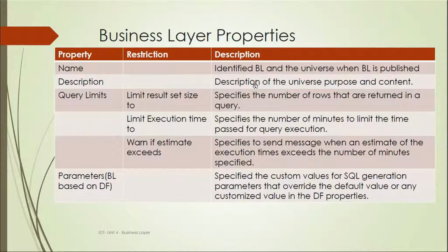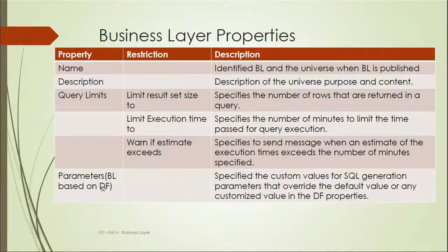Description, we can give the description of the universe based on the business requirement, what it is all about. Query limits. In this we have some restrictions, like limit result set size to, where we can specify the number of rows returned in a query. Limit execution time, we can specify the number of minutes to limit the execution time. Warn if estimate exceeds, means if the time limit or number of rows we have specified gets exceeded, then a warning message will be displayed.